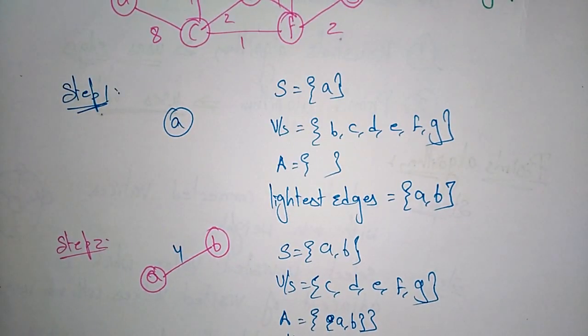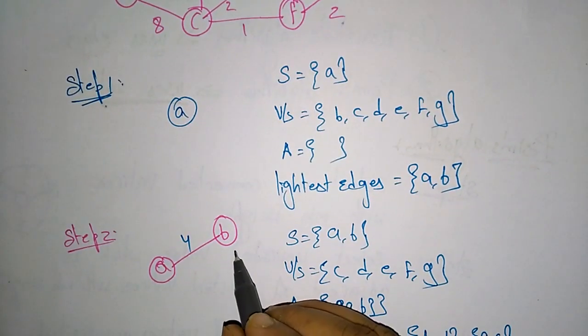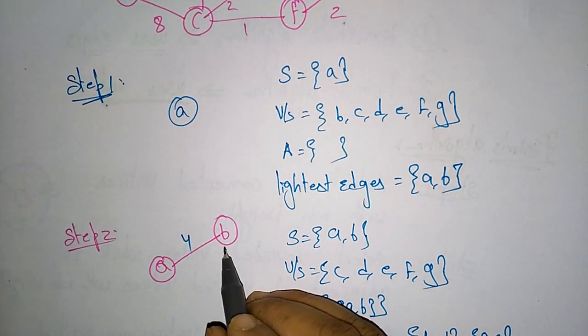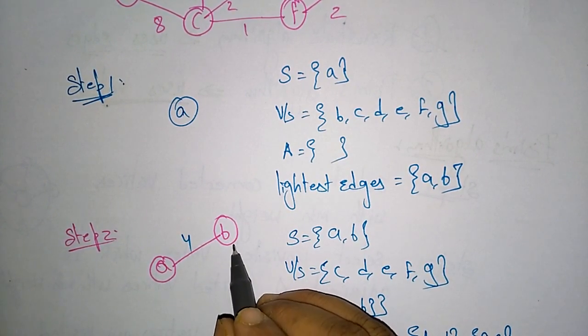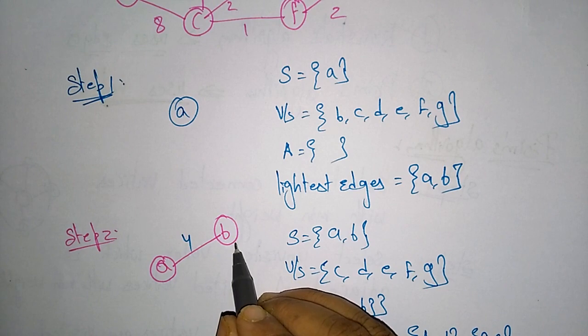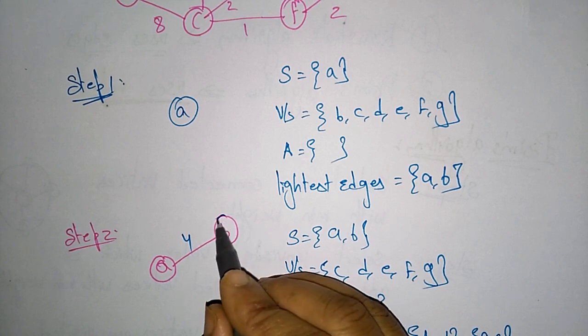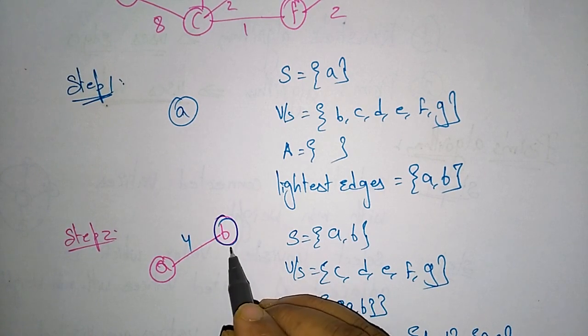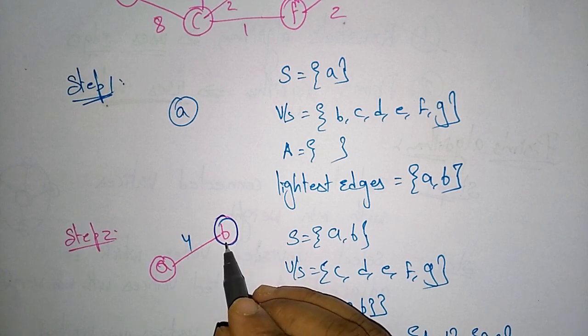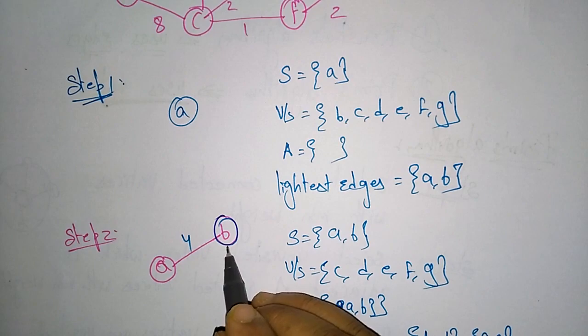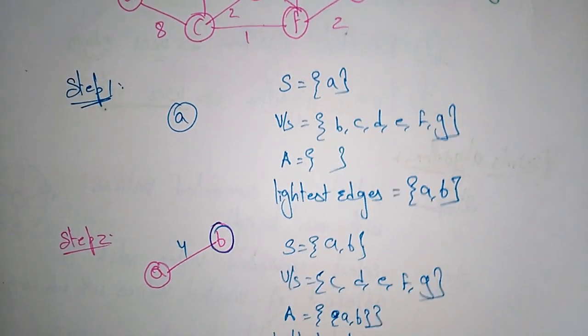BD or AC. In Prim's algorithm, we have to select the unvisited vertex which is adjacent to the visited vertex with minimum weight. So from this, we have to select the one which is adjacent to the visited vertices. So we have to select the vertices which are adjacent to B.